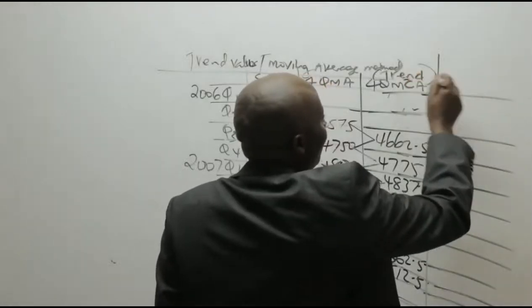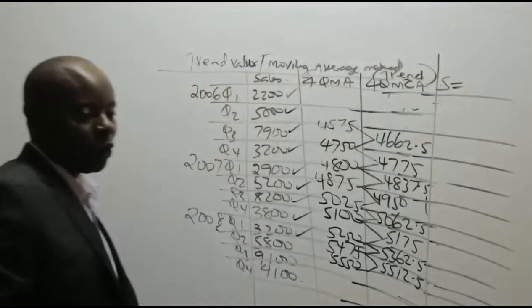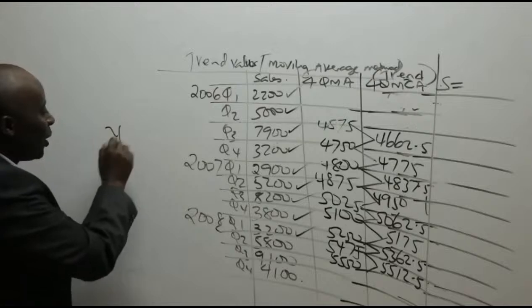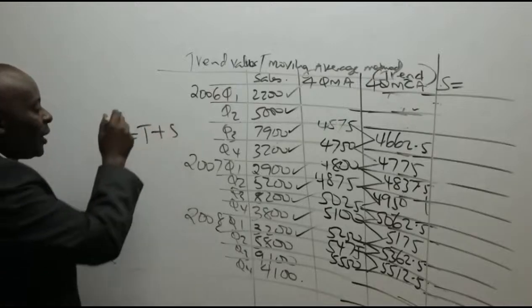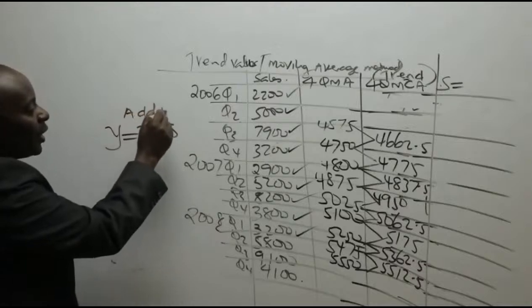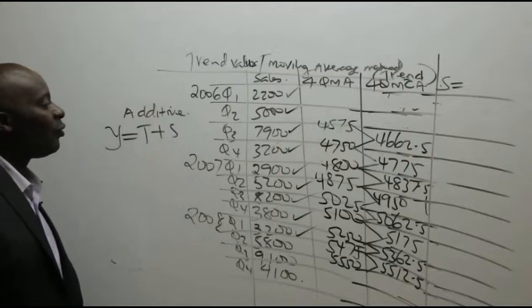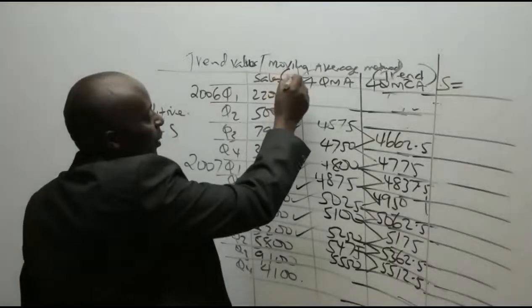So I would want somebody to tell me which criteria we shall use to be able to get the seasons. No, don't tell me. Remember, you've got 2 ways. It's y equals t plus s. So this is the additive. Whenever the examiner is silent about the model you're going to use to get the seasons, always use the additive law. So remember, y is the time series, which is the sales.